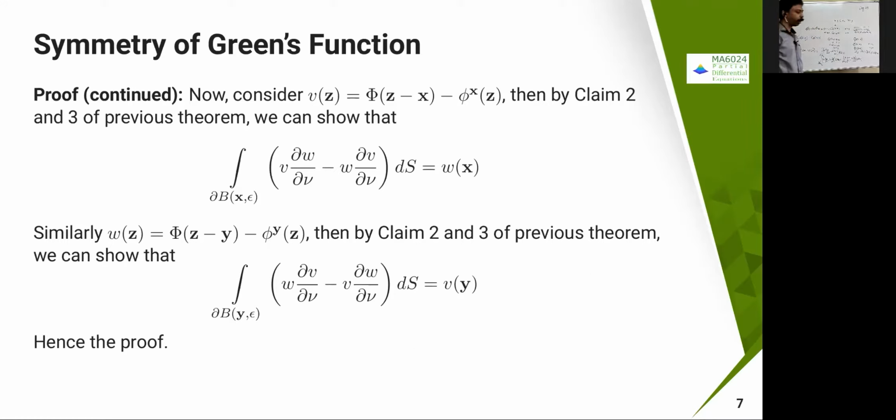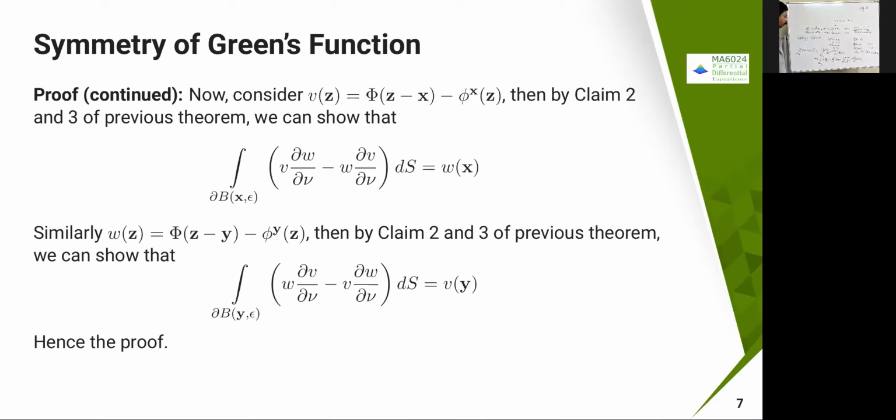Now, from the previous claim, what we can prove is that as epsilon tends to 0, the left hand side is going to become w of x. So from the proof of claim 2 and claim 3 of the previous theorem, you can prove that this is going to become w of x. In the same way, w of z is going to become pi of z minus y minus pi y of z.